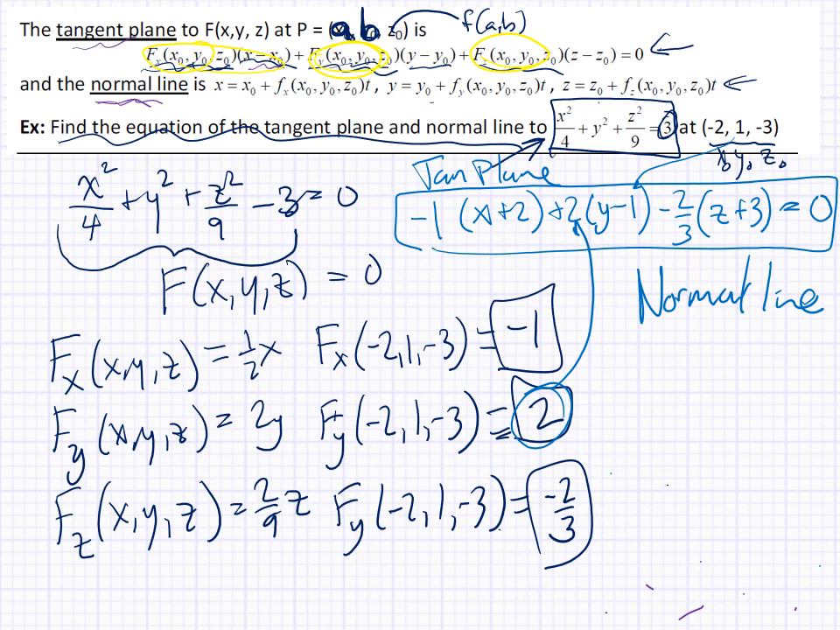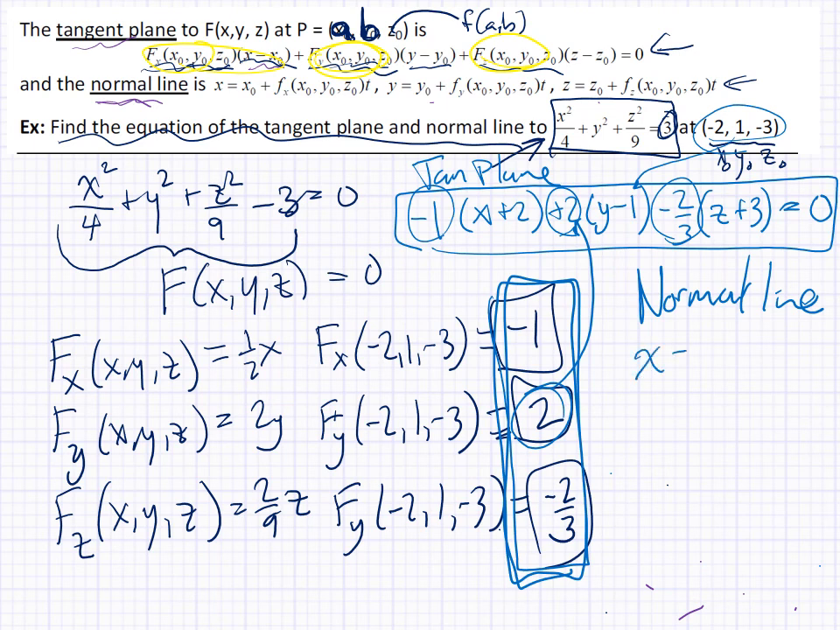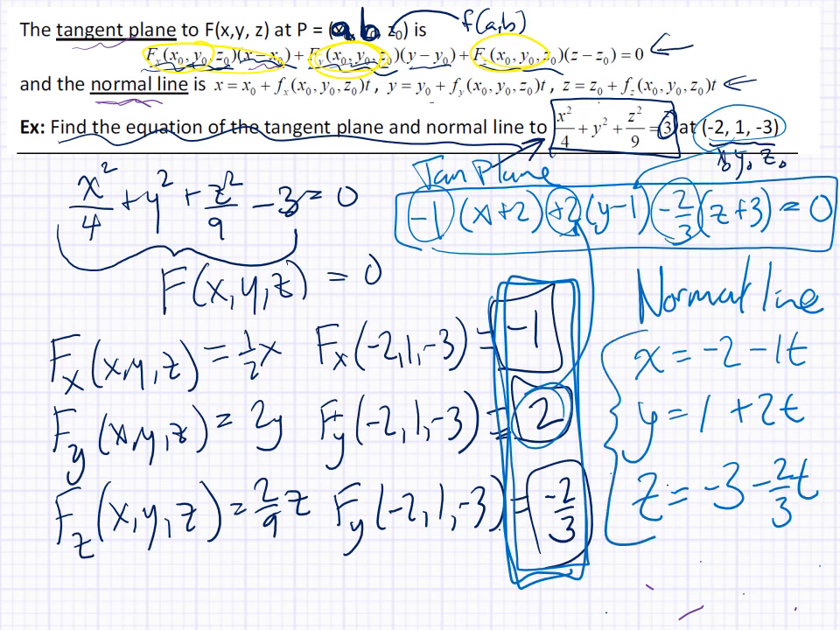And so for the normal line, we have to have the vector that's normal to the plane, which is the components of that vector right here, because they are here, here, and here. And then we need the point, which is this, and so we get x equals -2 minus 1t, y equals 1 plus 2t, and z equals -3 minus 2/3 t. And so that's the parametric equations for a normal line to the plane.